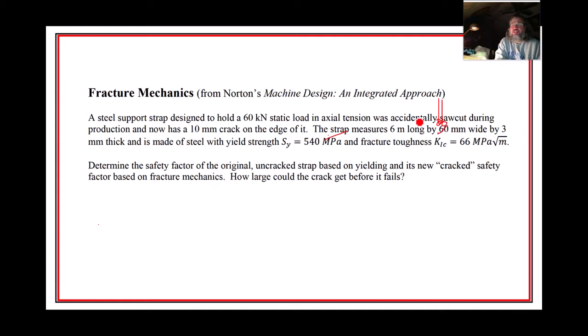Okay, well, it's going to be 80 millimeters wide by 30 millimeters thick, and is made of steel with a yield strength of 540 megapascals and a fracture toughness, which is the critical stress intensity factor, of 66 megapascal square root meter. Determine the safety factor of the original uncracked strap based on yielding and its new cracked safety factor based on fracture mechanics. How large could the crack get before it fails? And so let's try to do this.